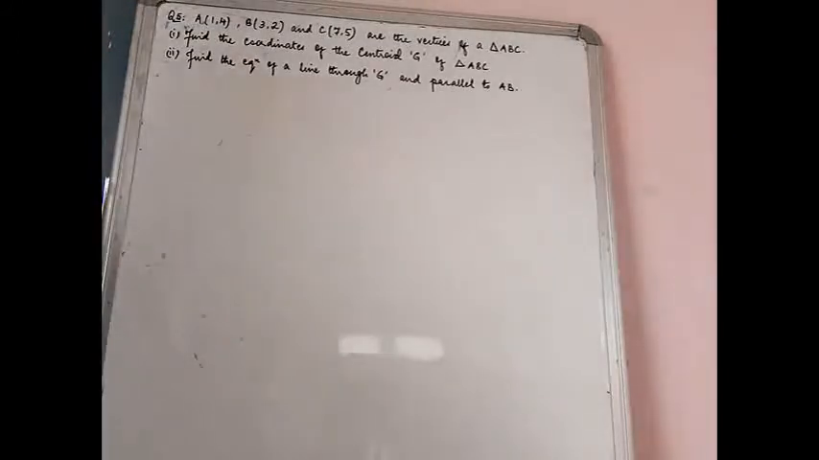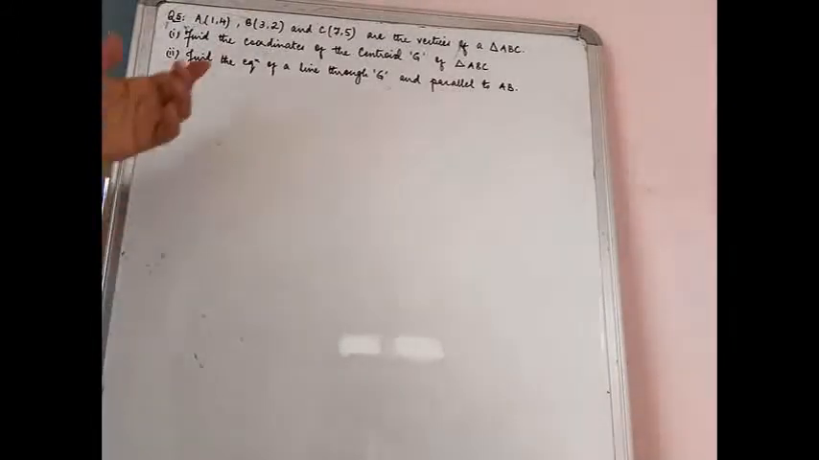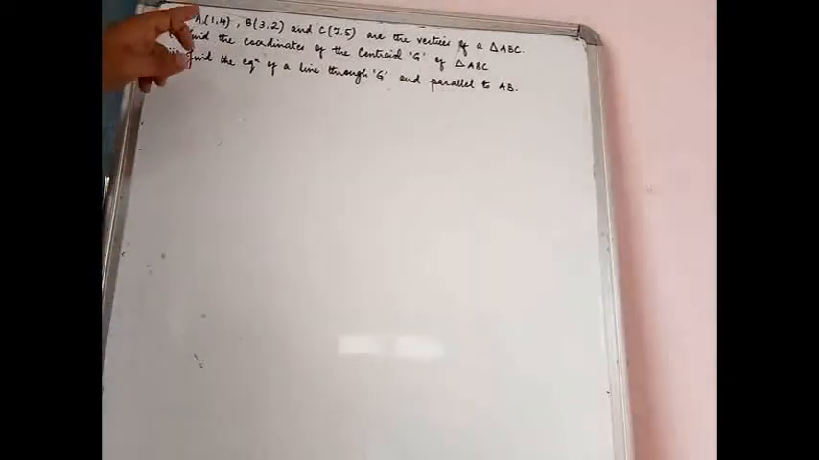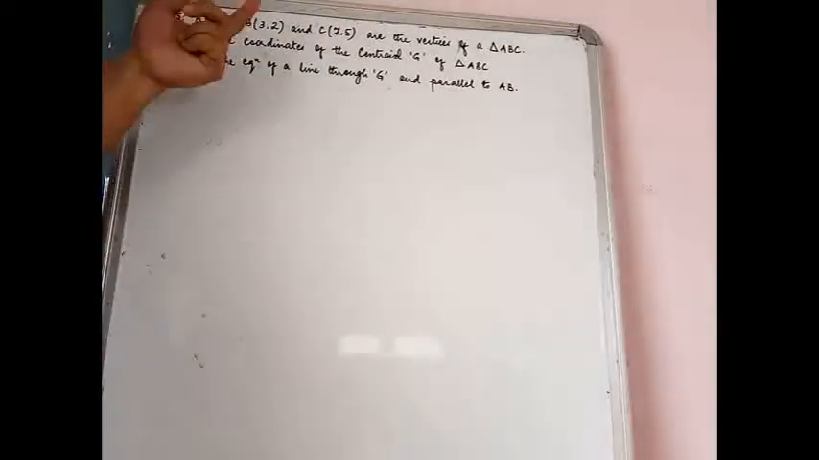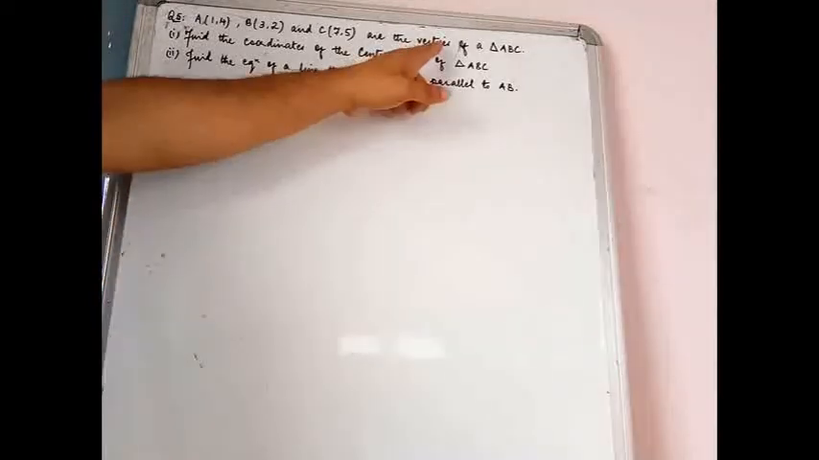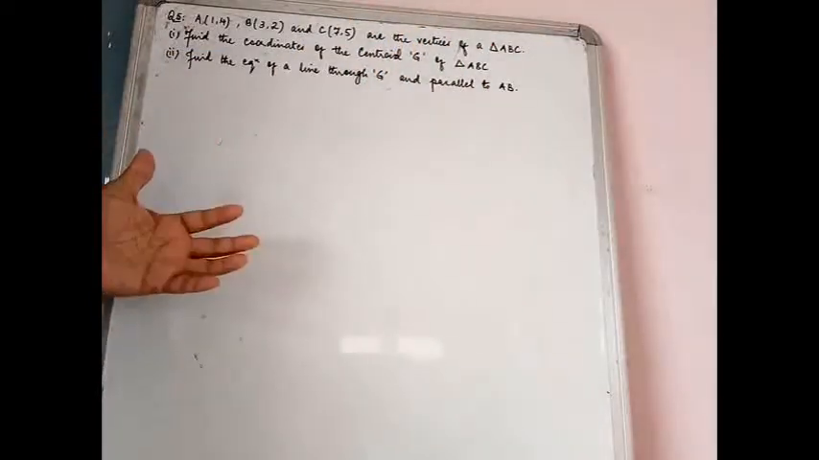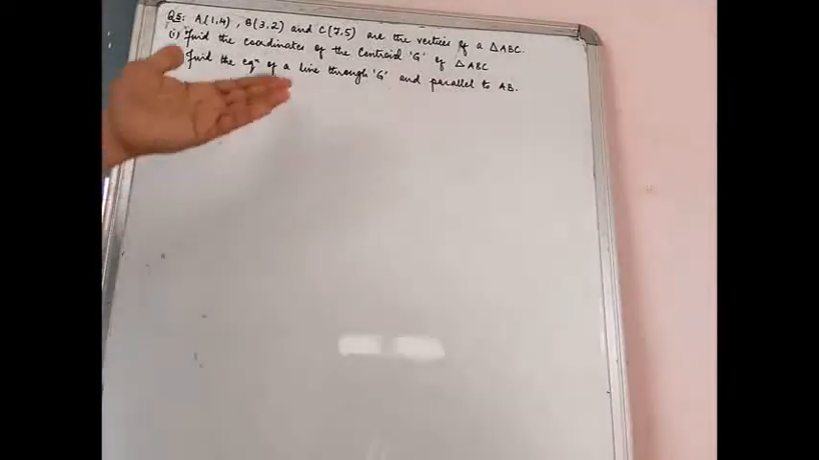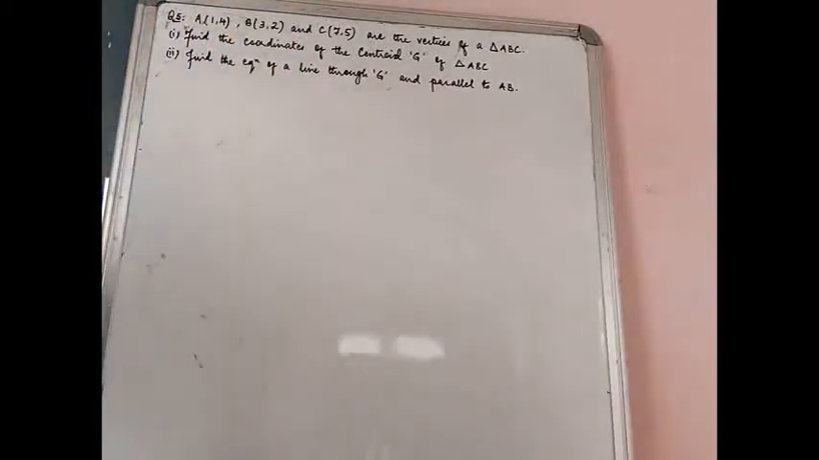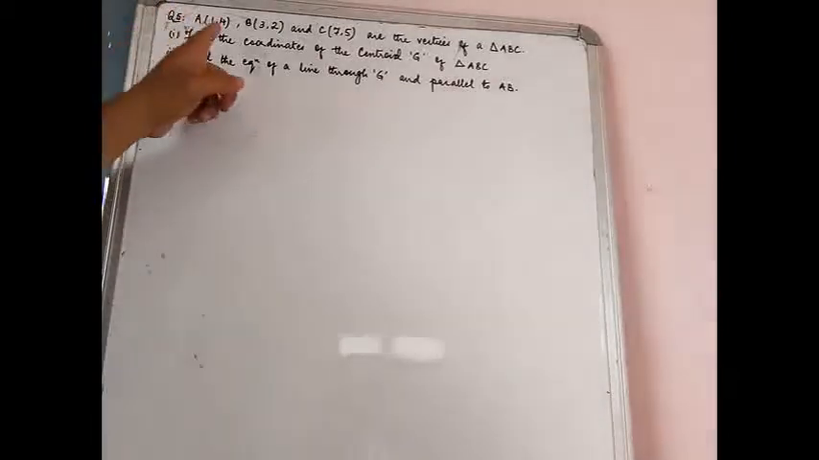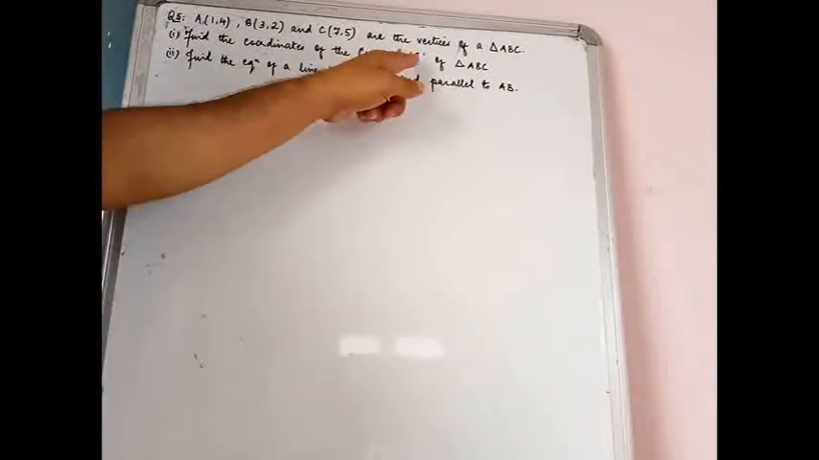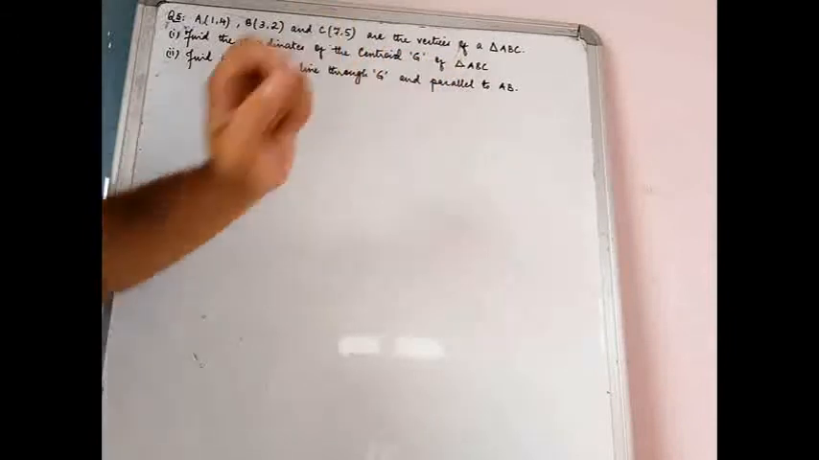Okay, so now coming to question number 5 over here. Again a very different type of a question. A, B and C. So these are 3 points that are given. These are the vertices of a triangle ABC. Okay, so the 3 corners or the vertices of a triangle have been given to you in terms of the coordinates. Number 1, find the coordinates of the centroid G, capital G, of the triangle ABC.